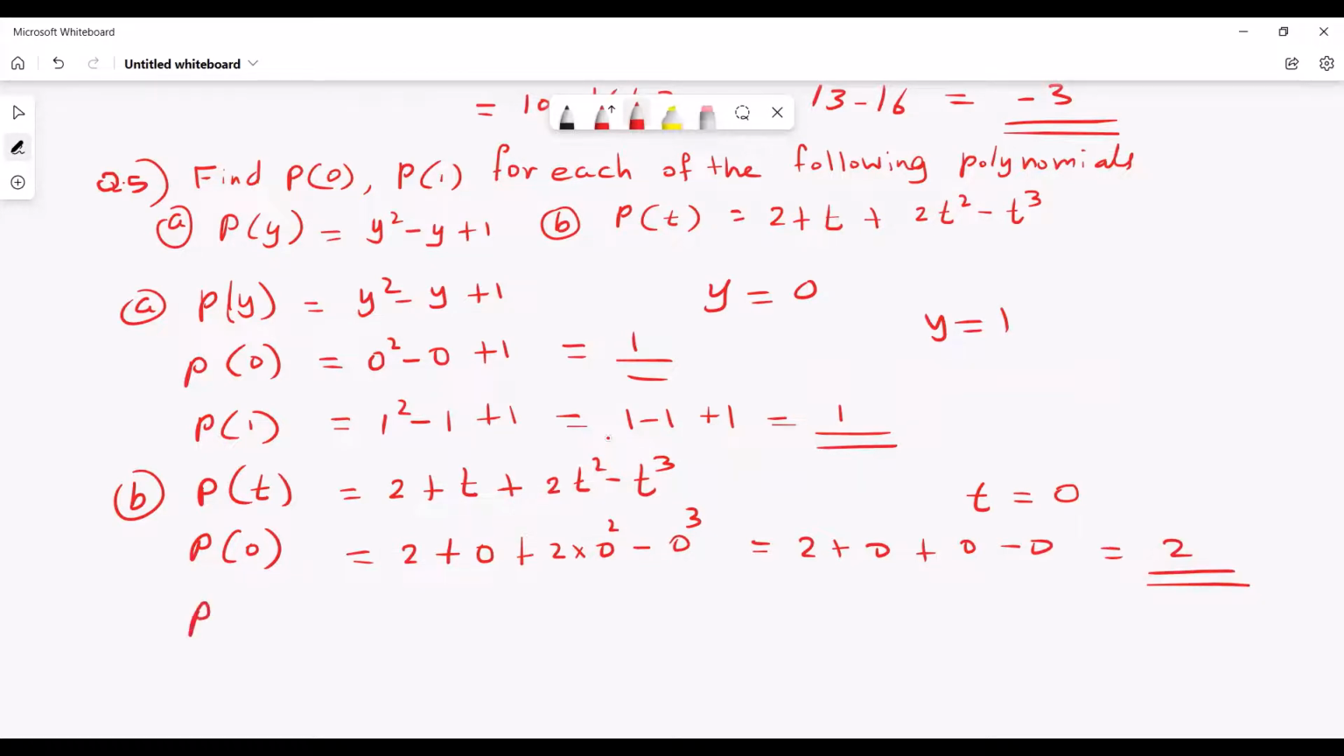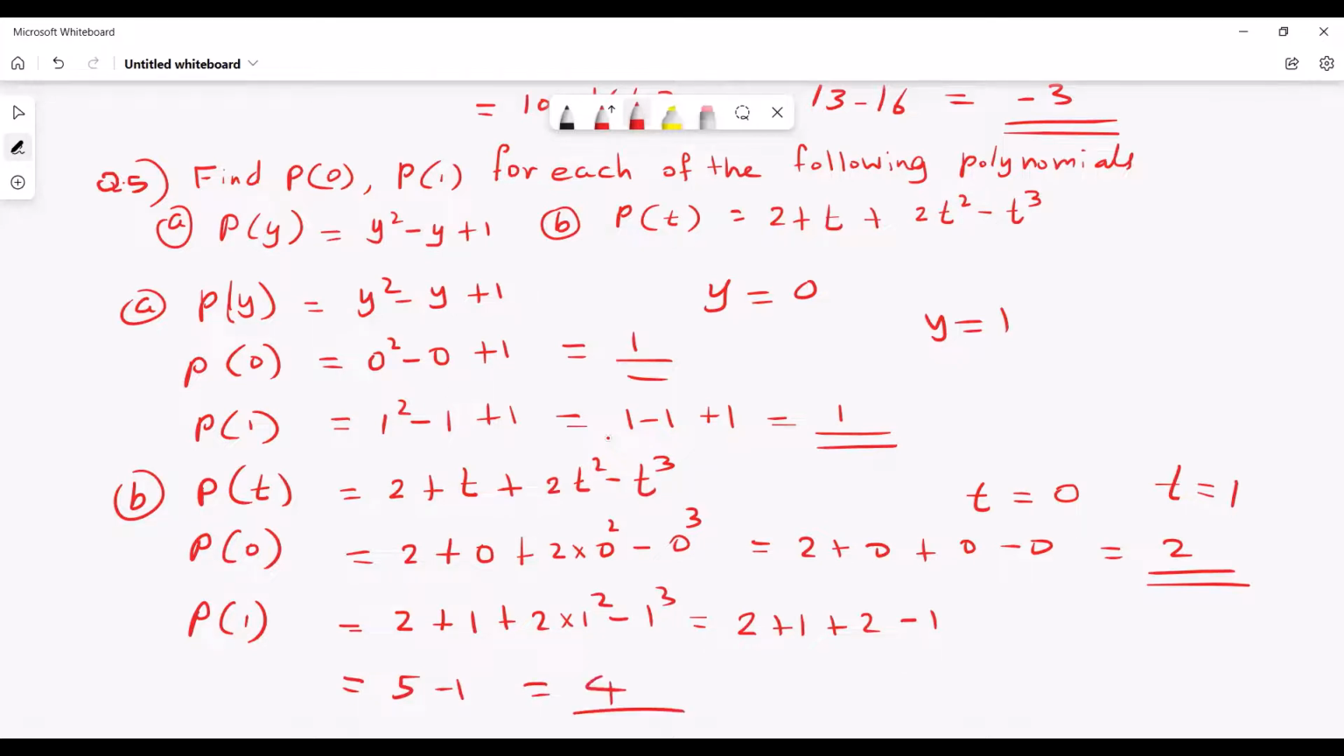And next we have to find P of 1. So here t will be equal to 1. You have to replace t with 1. First we have 2, then t becomes 1, plus 2 into 1 square, minus 1 cube. So this will become 2 plus 1 plus 2 minus 1. So the answer is 5 minus 1. So this will be 4.